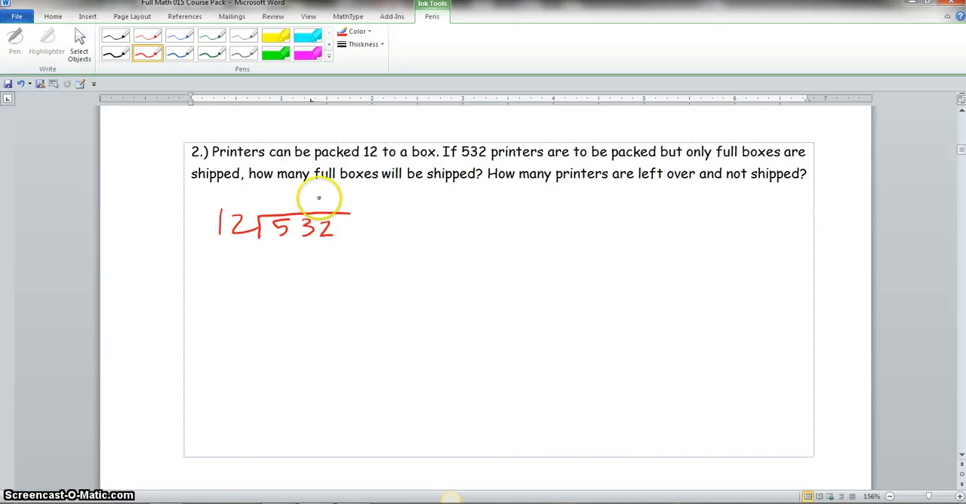12 goes into 53 4 times. 53 minus 48. We know we cannot subtract 8 from 3, so we'll borrow 1 from this 5 and make it a 4. And this 3 will become 13. 13 minus 8 is 5, and 4 minus 4 is 0. So we bring down this 2. We know 12 goes into 52 4 times.